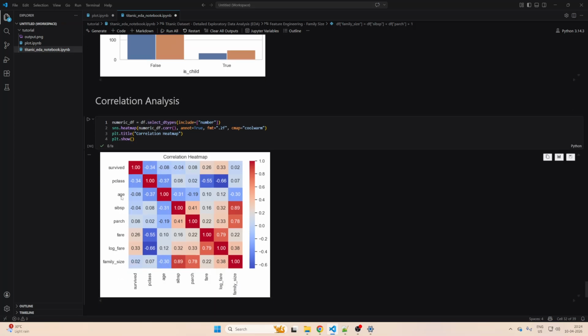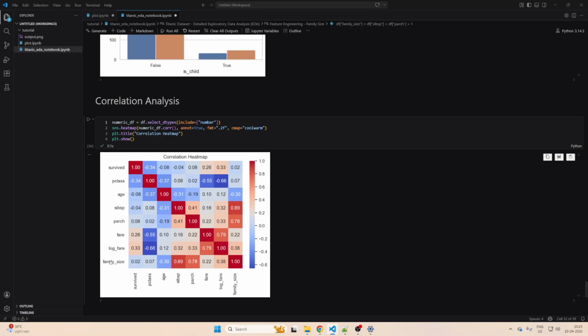Now we can compare all these parameters using correlation analysis. We can see the class and fare are inversely correlated. First class will have higher fare, third class will have lower fare, and it's more correlated with log fare compared to fare.